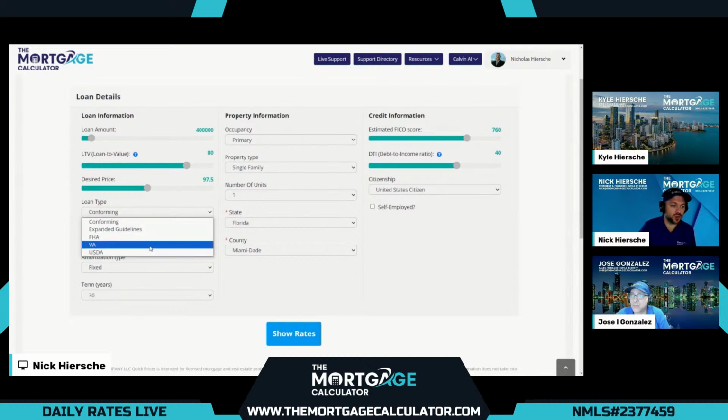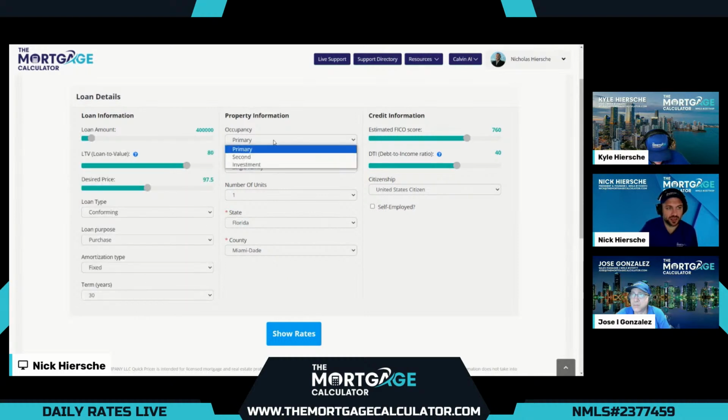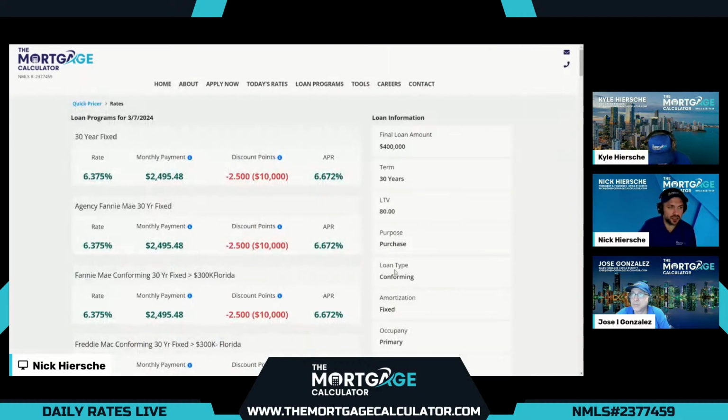VA is only for eligible vets and active service members. If you are, just let us know. USDA is only for eligible properties. If you happen to be looking there, just let us know. We'll start with conforming conventional. We'll do purchase, 30-year fixed, standard loan, primary occupancy, single-family home, 1 unit, state of Florida, county of Miami-Dade. And for all the demos here, we use an estimated credit score of 760 and an estimated debt-to-income ratio of 40%. So with these settings, as we do every morning, let's check it out.